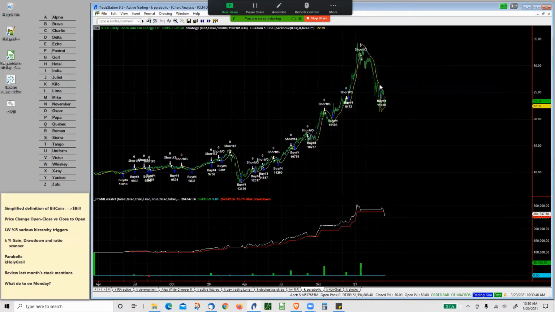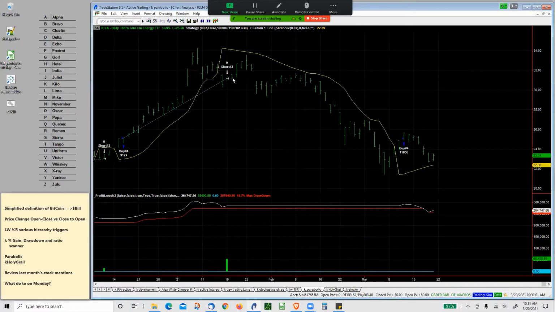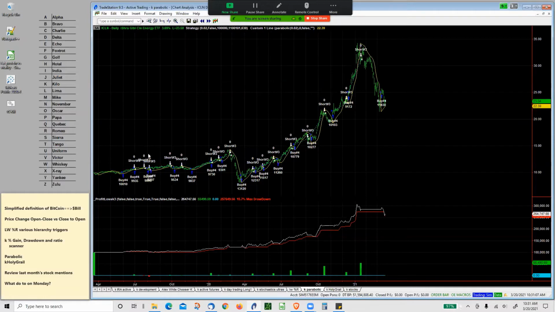This particular parabolic strategy, going long only, works extremely well. It keeps you out of this precipitous drop. So you're out nicely, and when it picks back up again, you're right back in. And if you look at it, iClean has been doing extremely well.